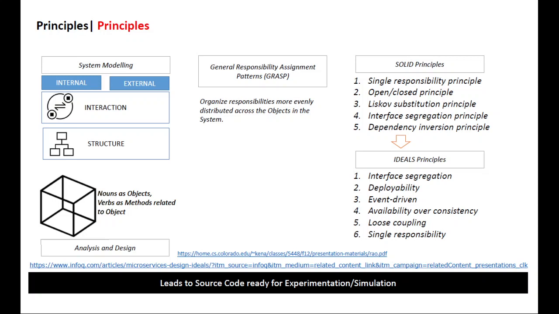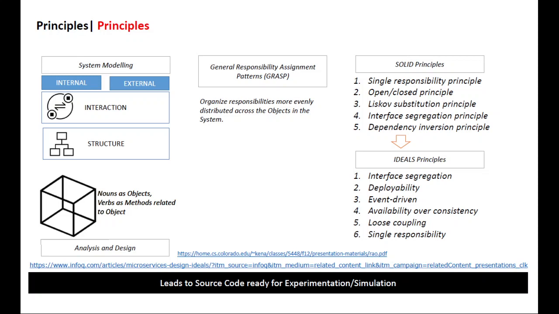And typically, when we are looking at object-oriented analysis and design, we used to use methods like nouns as objects from the requirement specification. If we find nouns in the use cases, nouns as objects, verbs as methods related to the object, as a way to identify the objects and the class structures. And then we used to also apply general responsibility assignment software patterns, often called GRASP patterns, to organize the responsibilities of these objects in the system.